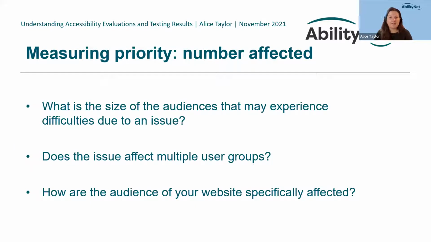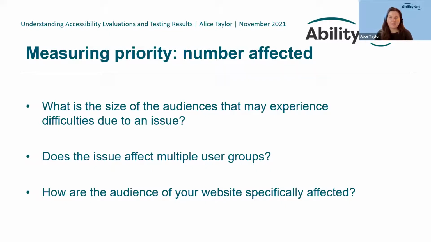Another way of thinking about priority levels is numbers affected. So in this way of measuring priority, we could think about what is the size of the audience that may experience difficulties due to this issue. And also, does the issue affect multiple user groups, and how is the audience of your website specifically affected? So something like a keyboard issue, we would tend to consider this to be high priority as it affects people from a range of different user groups.